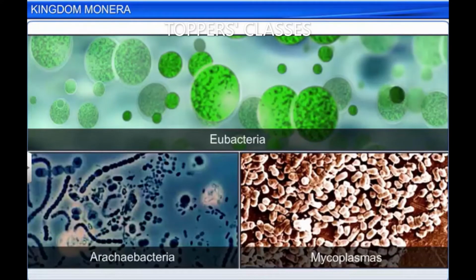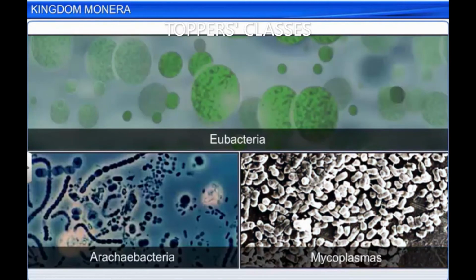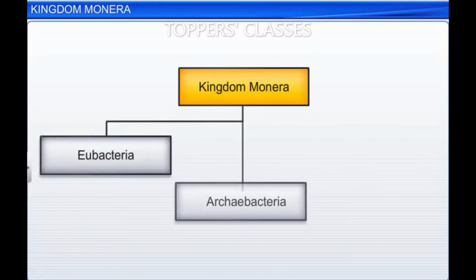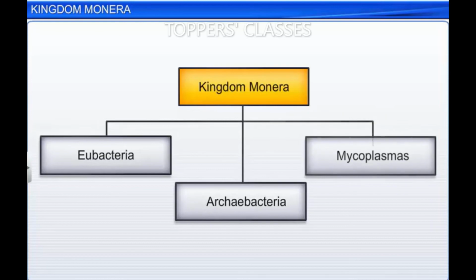Unlike eubacteria and archaebacteria, mycoplasmas are the bacteria that do not have a cell wall. They are also the smallest living beings ever known who can survive without oxygen. They are pathogenic in animals and plants. Kingdom Monera, therefore, consists of eubacteria, archaebacteria, and mycoplasmas.